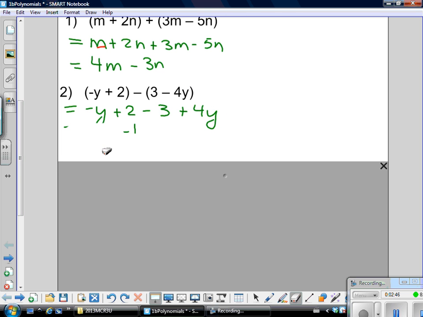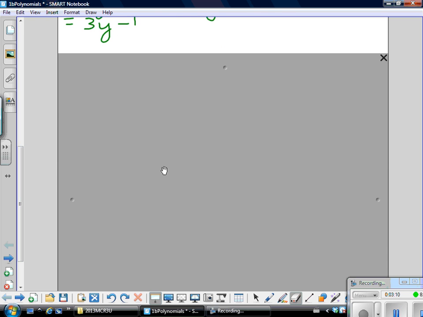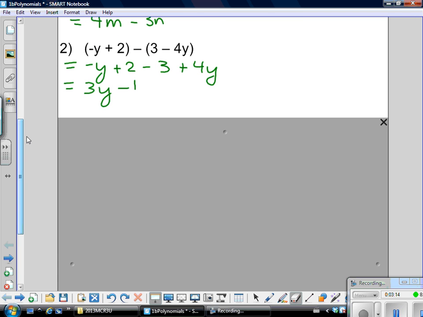Again, just like the previous example, we're going to gather like terms. Equal sign directly below the equal sign, the line above, negative y and a 4y, so we have a 3y, and a positive 2 and a negative 3 is a negative 1. So adding and subtracting polynomials, pretty straightforward. As I said, that's a skill that you were doing all the way back in grade 9, maybe even grade 7 and 8, possibly.